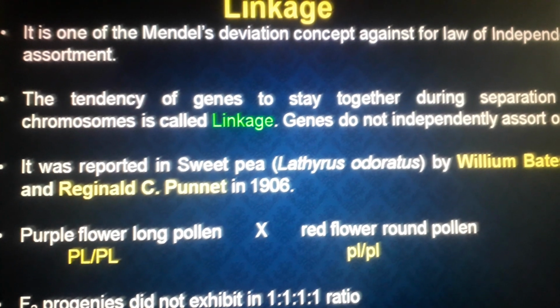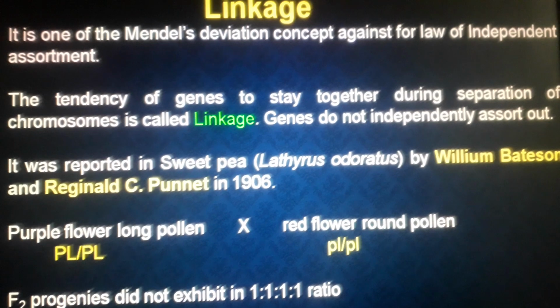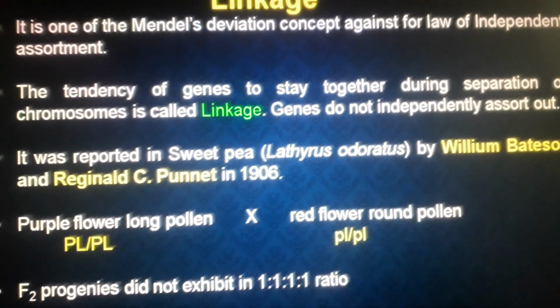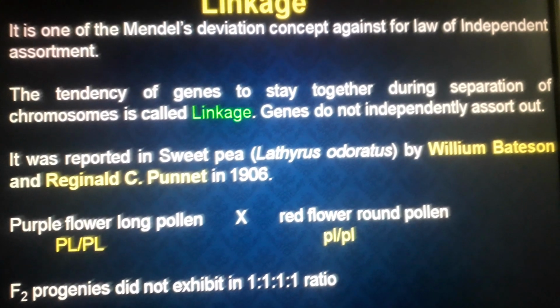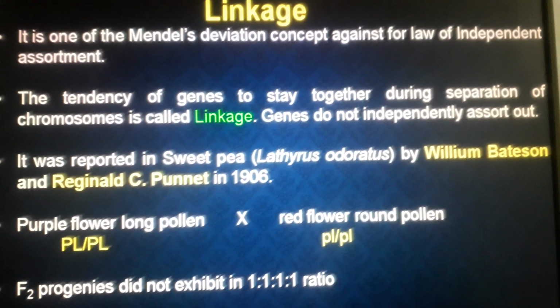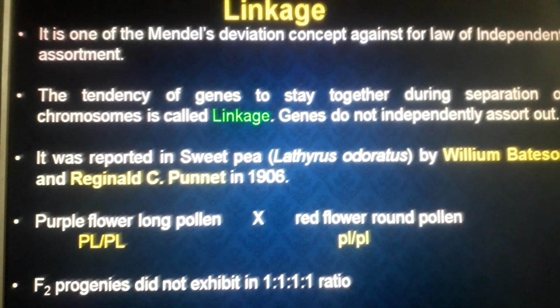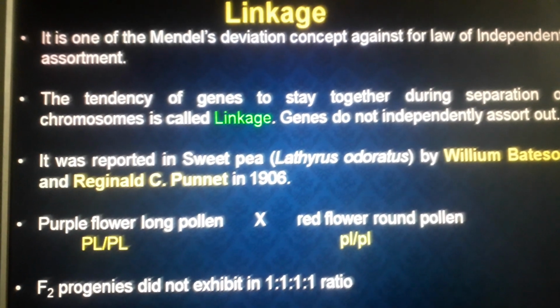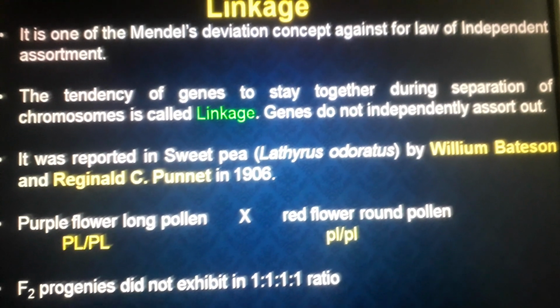Genes are located in chromosomes, we know that, either in the same chromosome or in different chromosomes. If they are present in different chromosomes, they are in a position to show Mendel's law of independent assortment, no doubt in that.